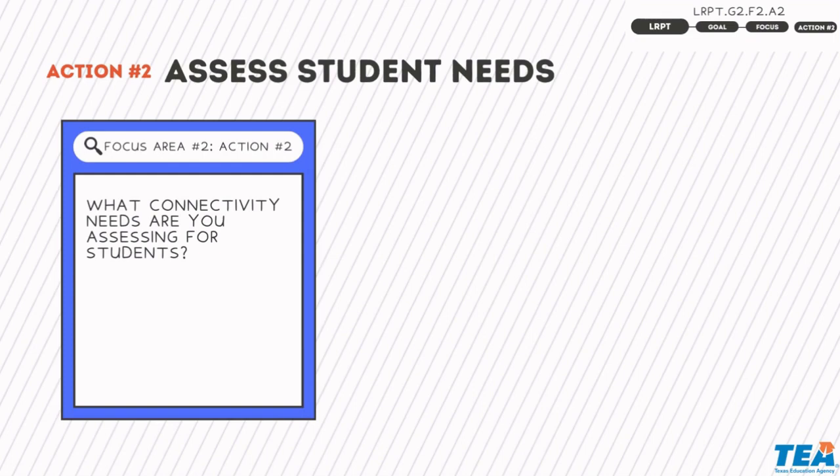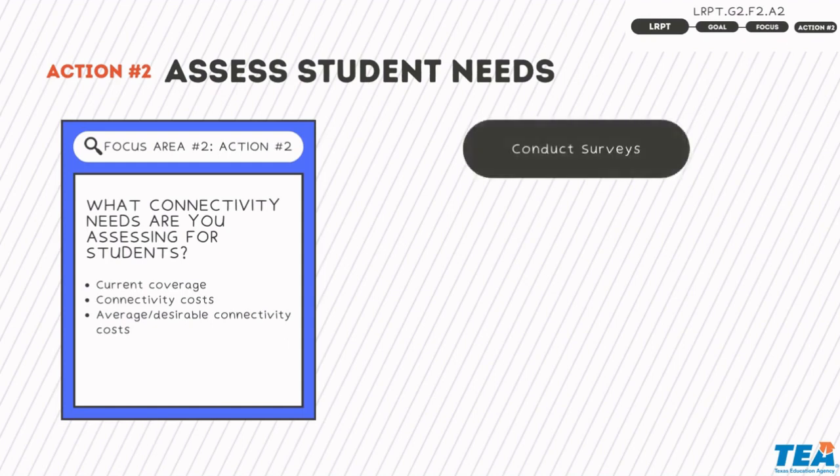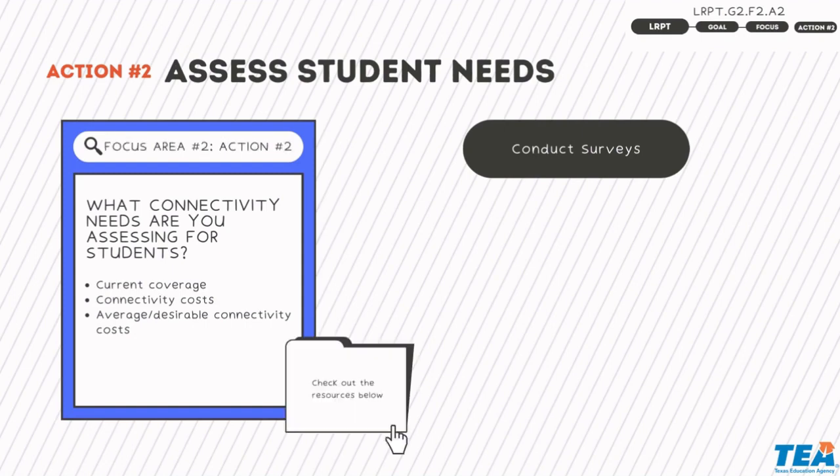Assessing student needs. Assessing student needs outside of school allows districts to develop a deeper understanding of connectivity needs. Examples of helpful information to collect would be current areas of coverage, what connectivity rates are, including average and desirable rates. Because this information is dynamic and highly variable, conducting surveys is an effective tool to assess needs with the most accuracy. See the resources below for more information on connectivity needs and assessments.